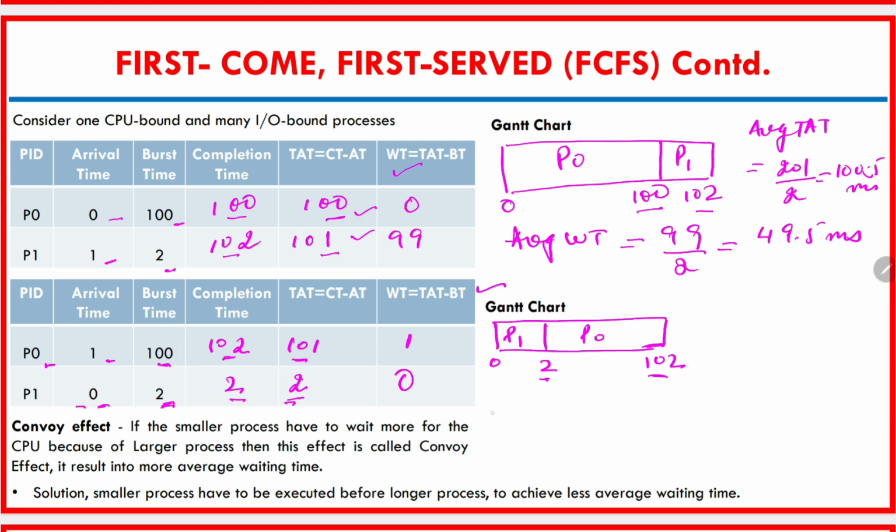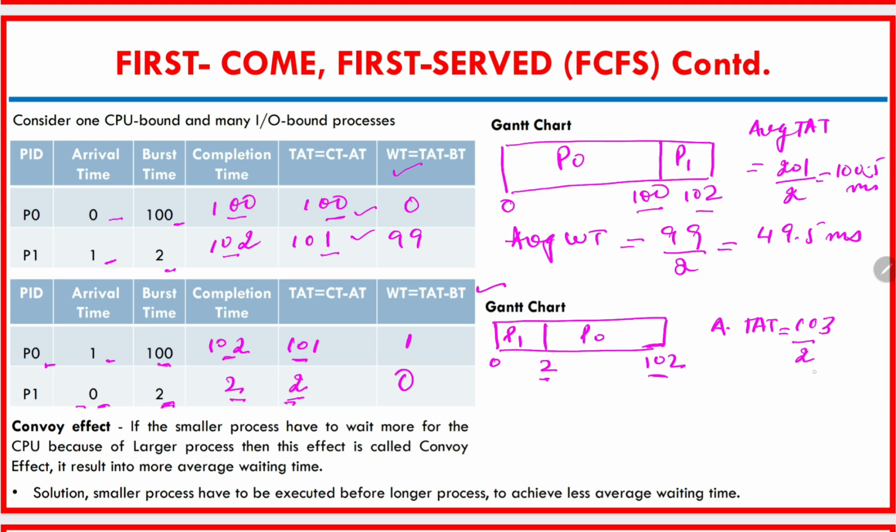Fine. So again, if we calculate the average turnaround time, this comes out to be 101 plus 2, that is 103, divided by 2.